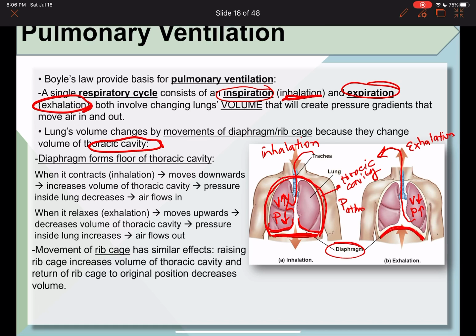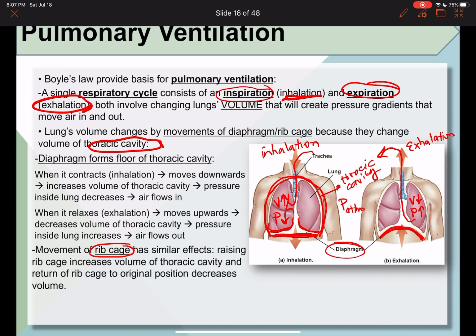Now, the movement of the rib cage also has an effect, although not as pronounced as the diaphragm, but it also has an additive effect to the volume of the thoracic cavity as well. When you breathe in, the rib cage will move outwards and allow for more space and volume in the chest. And when we breathe out, the rib cage will go back to its original position to decrease the volume.